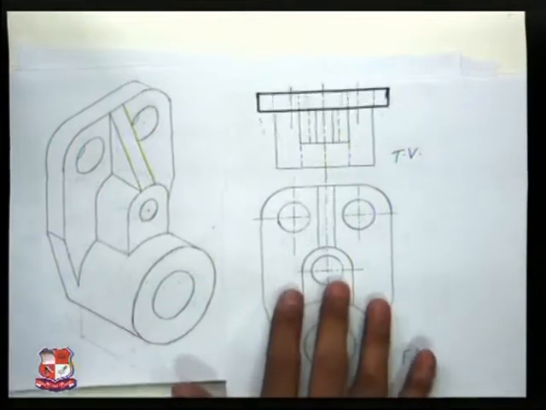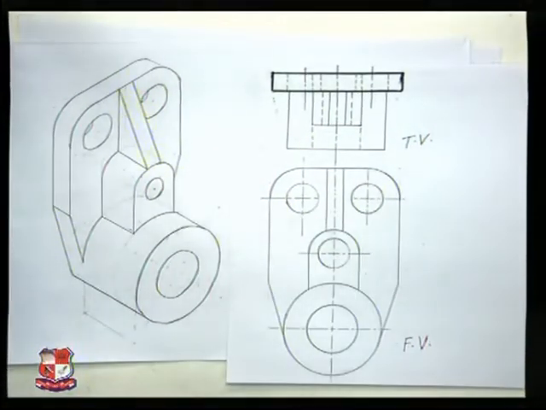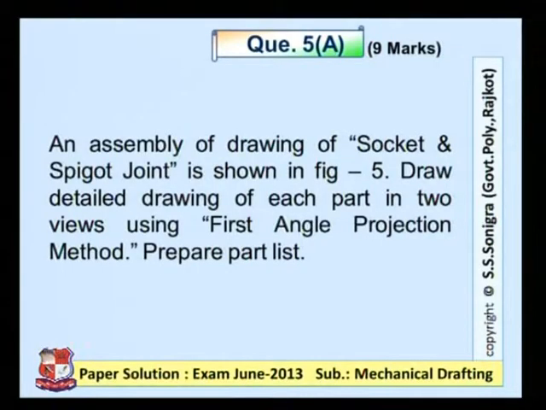Now next problem. Problem number 5a, asked for 7 marks. An assembly drawing of socket and spigot joint is shown in figure 5.